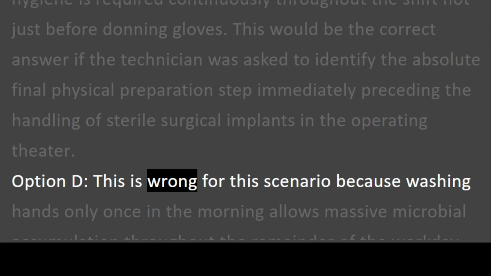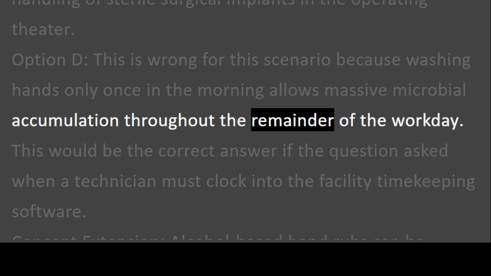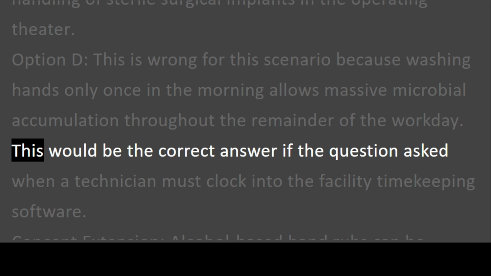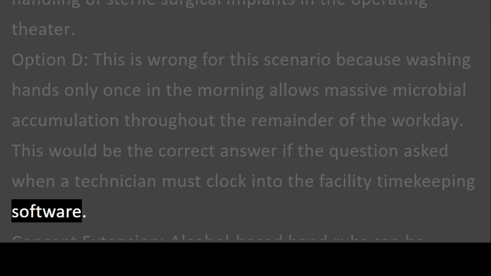Option D. This is wrong for this scenario because washing hands only once in the morning allows massive microbial accumulation throughout the remainder of the workday. This would be the correct answer if the question asked when a technician must clock into the facility timekeeping software.